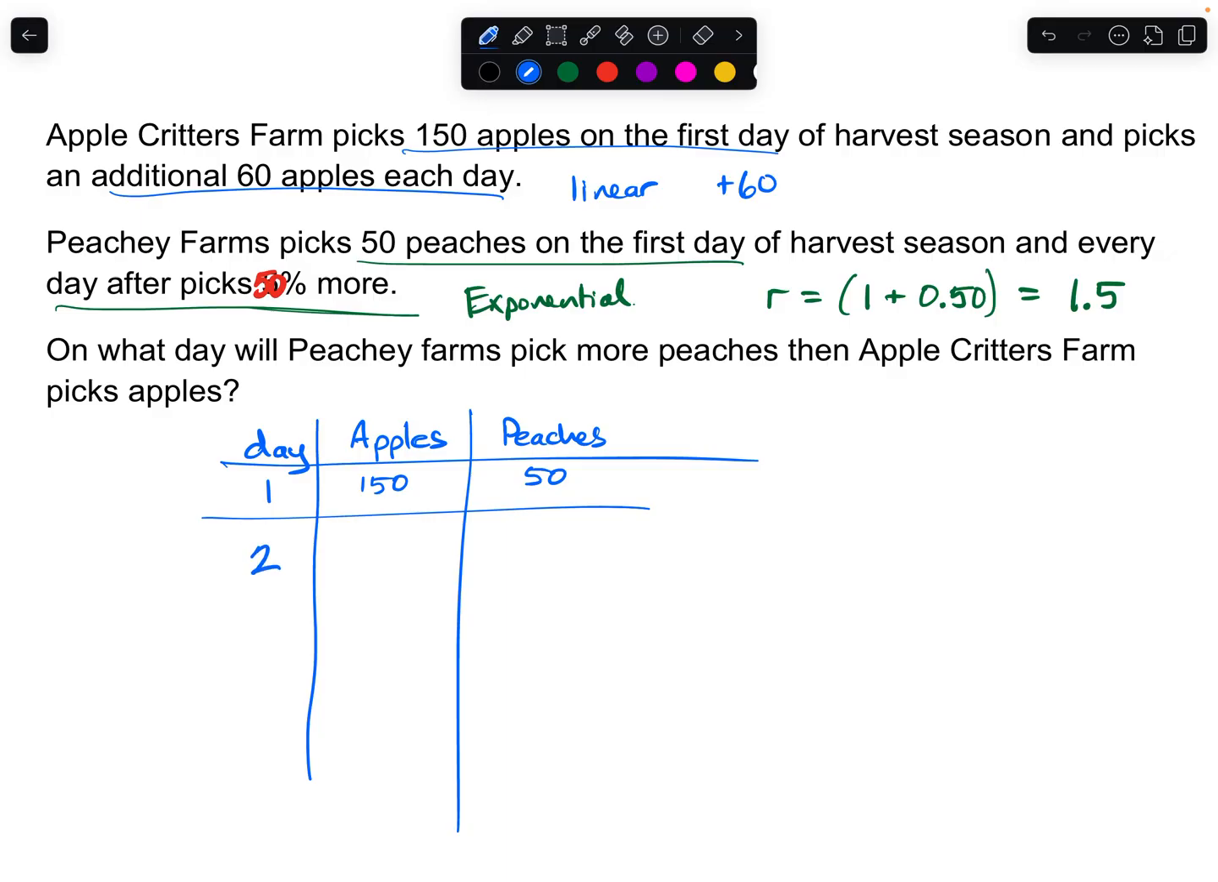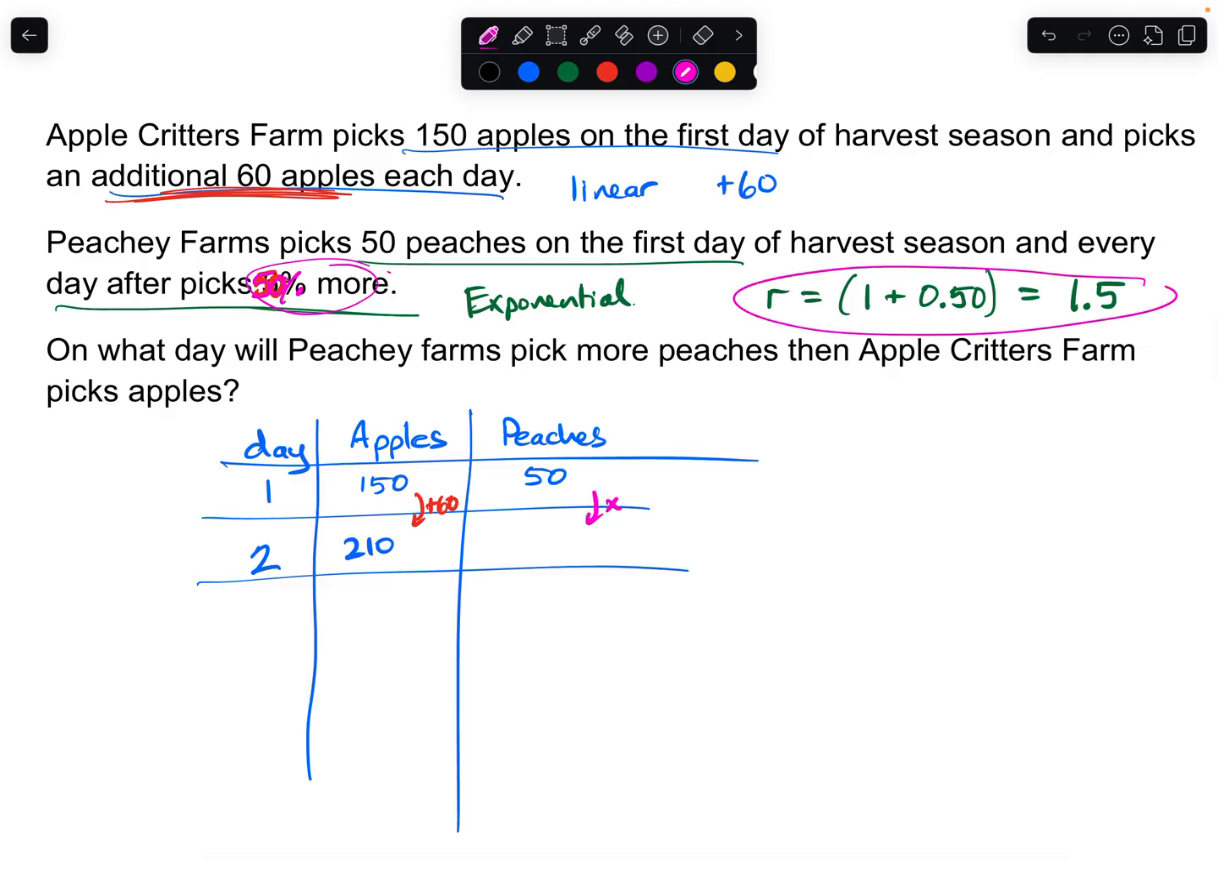On day 2, let's see. We're picking an additional 60 apples a day. So we're going to add 60 and we'll get 210. But Peachy Farms is picking 50% more. That means our R is 1.5. We're going to multiply by 1.5. 50 times 1.5 is going to be 75. You're welcome to use a calculator if you'd like. As we keep going, we'll probably get more decimals.